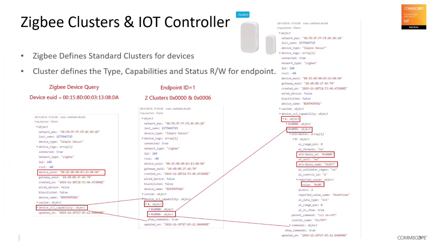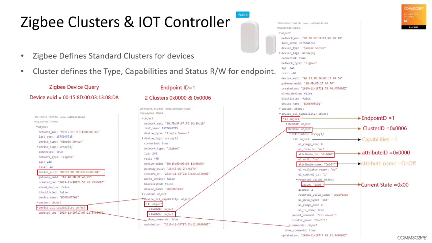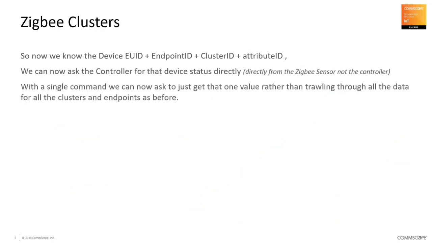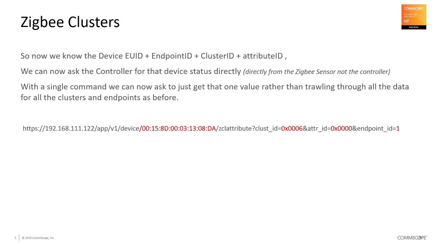So with this, we're able very quickly to take a look at the message from the incoming payload from our controller or from our Zigbee device and actually extract out all the information about that device and the current state. So we get the endpoint ID, the cluster ID, the attribute ID, and the current state. Now we have that basic information, we can actually directly ask the IoT controller for the specific information about that sensor. Rather than having to trawl through all of that data and find the specific value of that door state, we can request the information directly from the IoT controller.